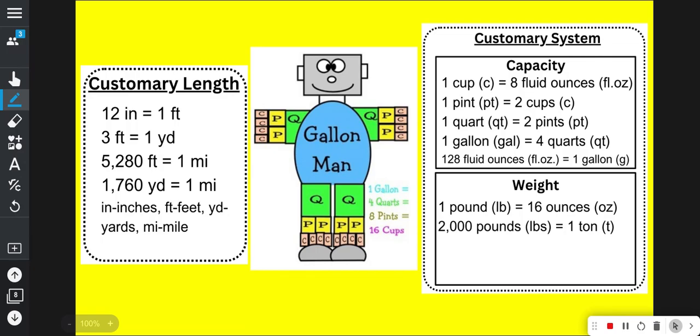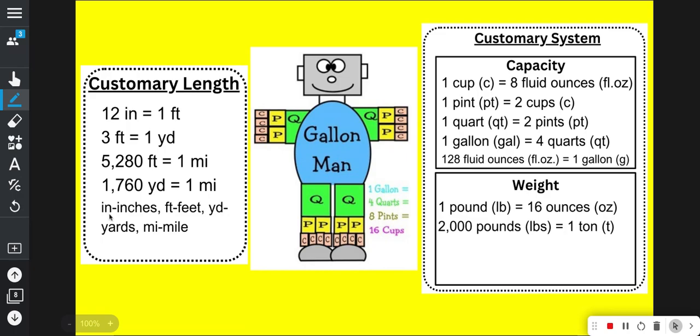The next measurement system is called the customary system. This is used in the United States for our measurement system. This one has a lot of information that needs to be memorized. If we look at length, we have 12 inches make a foot. 3 feet make a yard. 5,280 feet in a mile, and 1,760 yards in a mile.